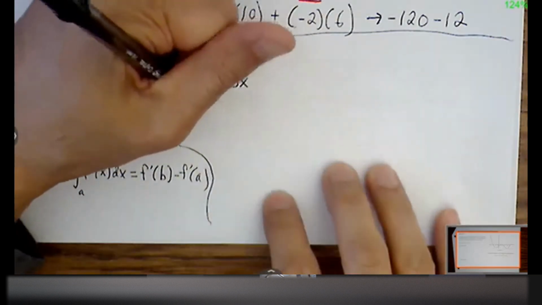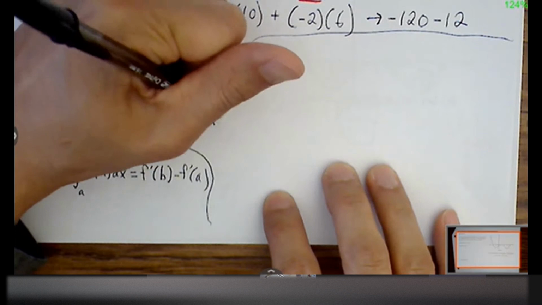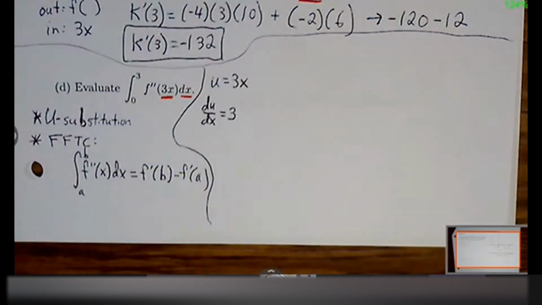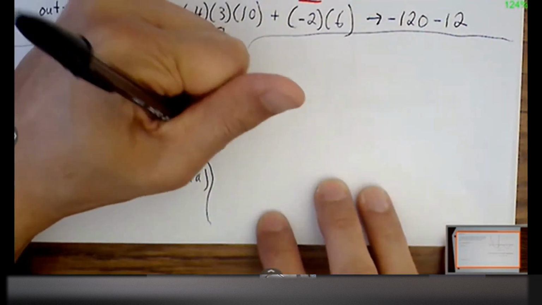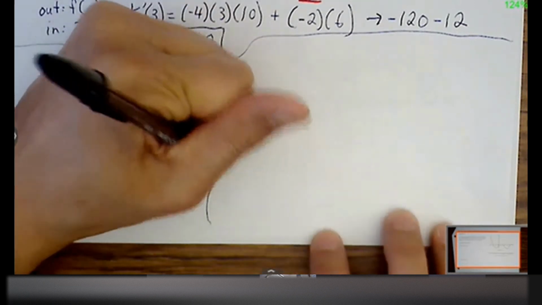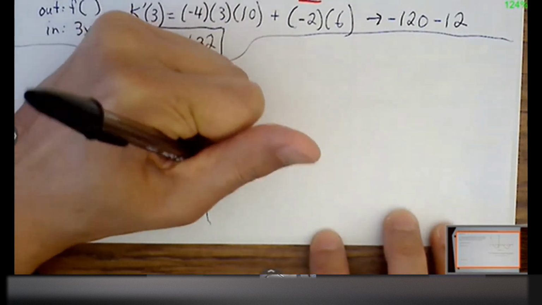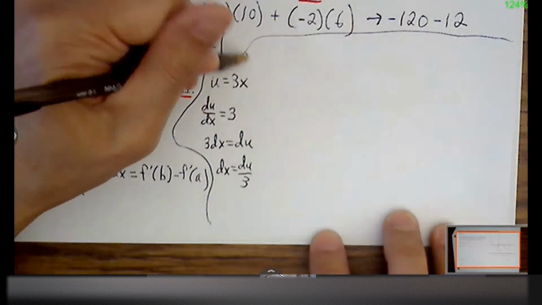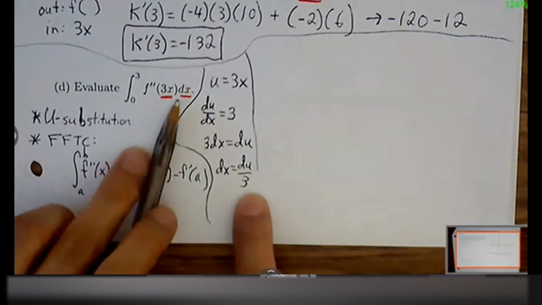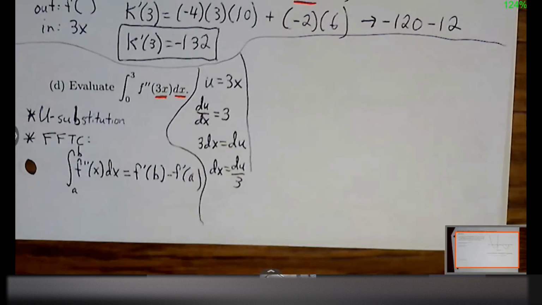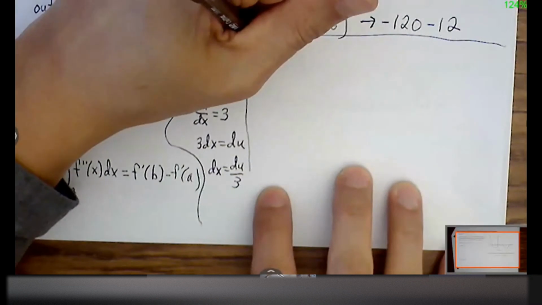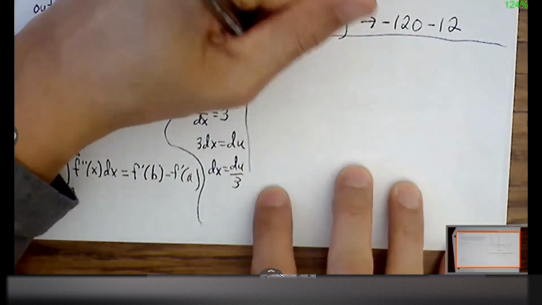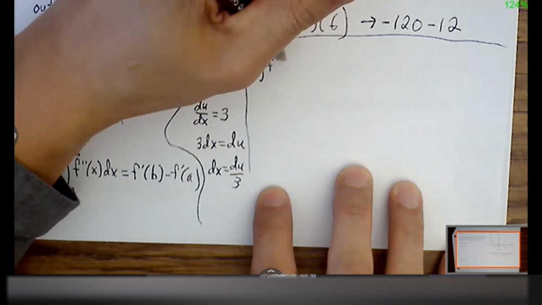du dx. Cross multiply here. Solve for dx. Replace our underlined portions in terms of u. Don't copy the bounds just yet, okay? We'll just take care of that integrand.